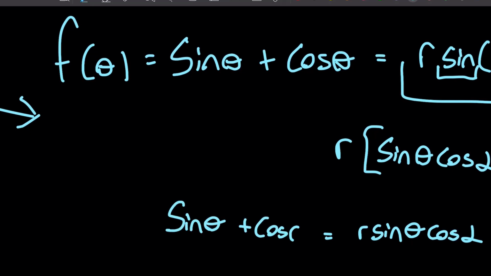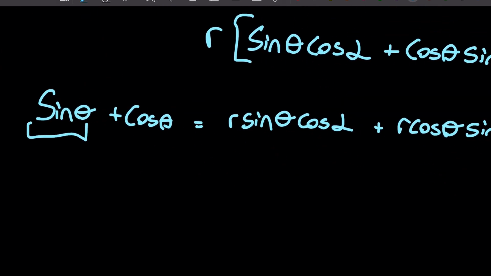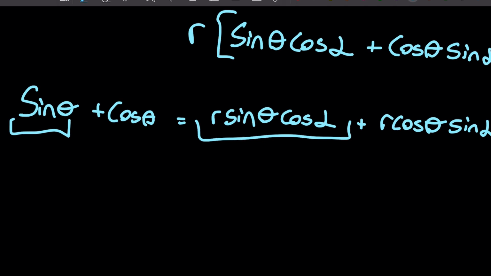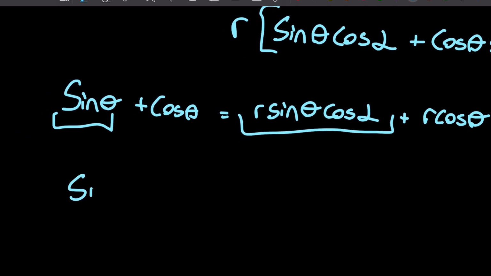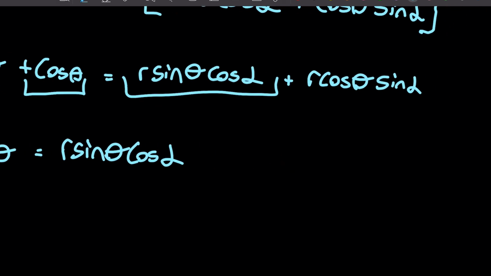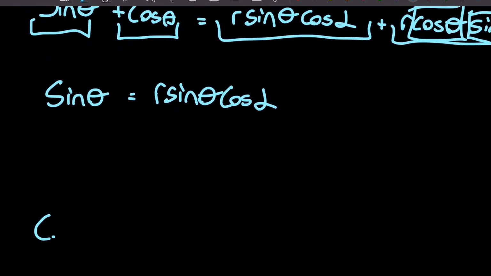So now we can compare coefficients because this is equal. What has a coefficient of sine theta? Well, you'll see here that cos alpha has a coefficient of sine theta. So we can say sine theta is equal to r sine theta cos alpha. And also for another equation, what has a coefficient of cos theta? Well, sine alpha, because sine alpha is right here, is multiplied by cos theta, that means it has a coefficient of cos theta. So we can say cos theta is equal to r cos theta times sine alpha.